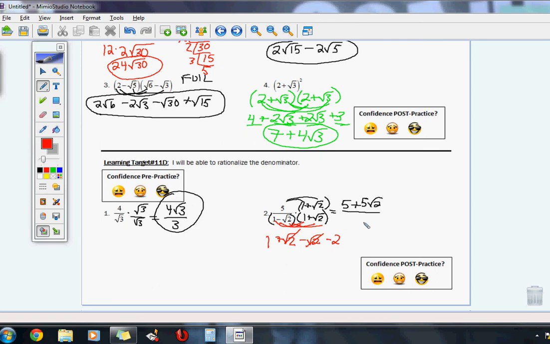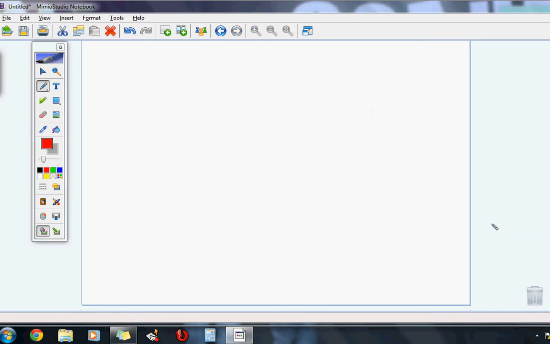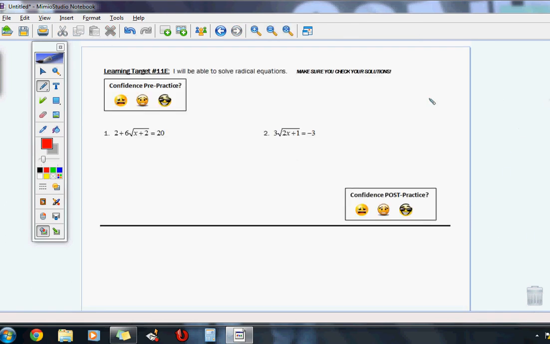So now I have 1 minus 2, and that's actually negative 1 on the bottom. And there's nothing more we can do on that problem. Okay? All right. I believe we are working towards our last learning target here, if I can find it. There it is. And you guys kind of like this one.